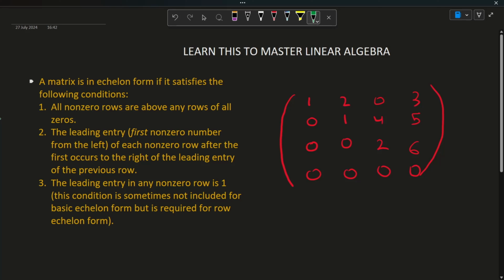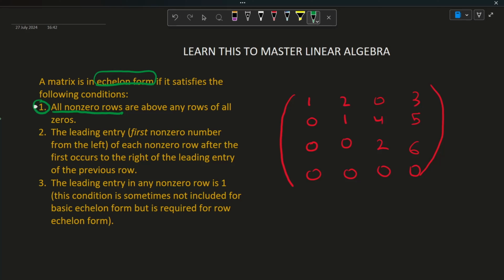So this is for echelon form. There's echelon form and there's row reduced echelon form. These three rules are only for echelon form. So now let's see what the first rule means, using an example. All non-zero rows are above any rows of all zeros.